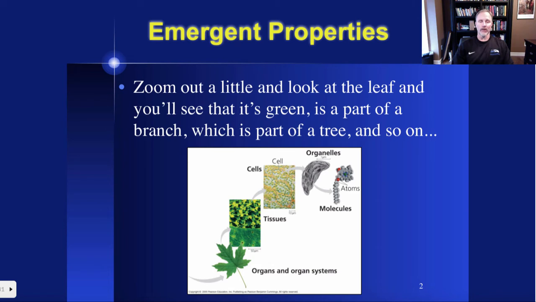If you zoom out a little bit and you start looking at the leaf, you might notice that it's green, okay, that it was attached to a branch and that branch was attached to a tree, etc. So just your perspective for looking at these things often reveals different things about them that you might not otherwise notice if you weren't looking at it a particular way, okay, and that's really what the idea of these emergent properties is.